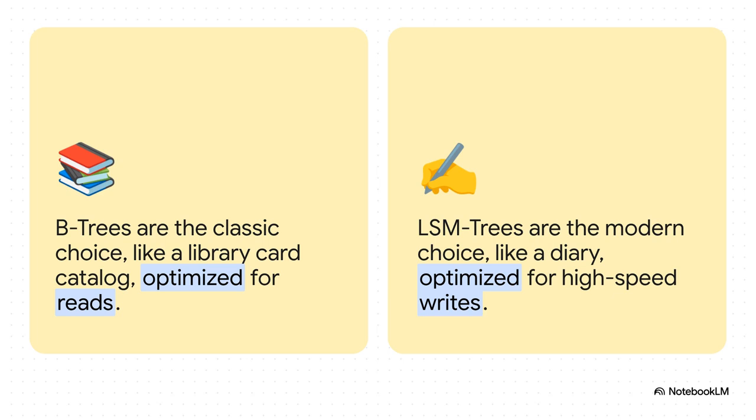But in the other corner, you have LSM trees. These are more like a diary or a logbook. You just keep adding new entries at the very end. Super, super fast for writing. But finding something specific later on means you have to do a bit more work. So what do you choose? It completely depends on your workload. Are you doing a ton of reads or a ton of writes?